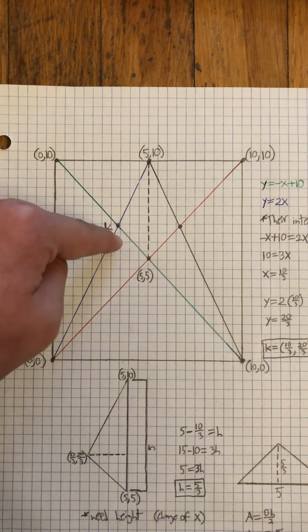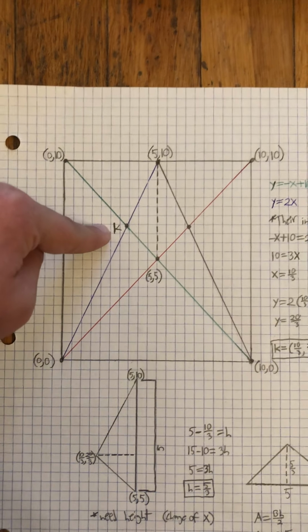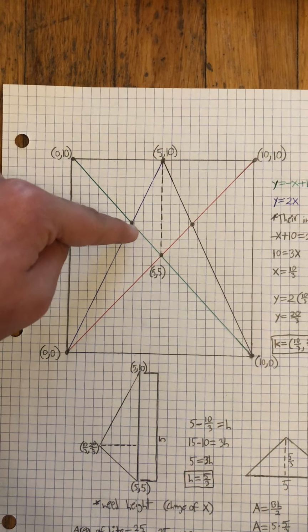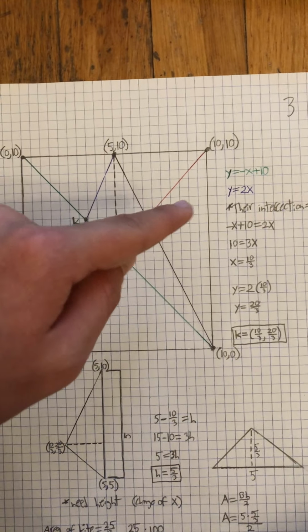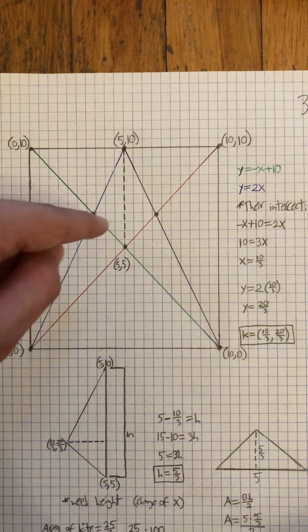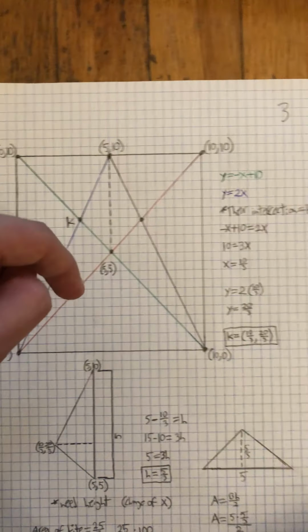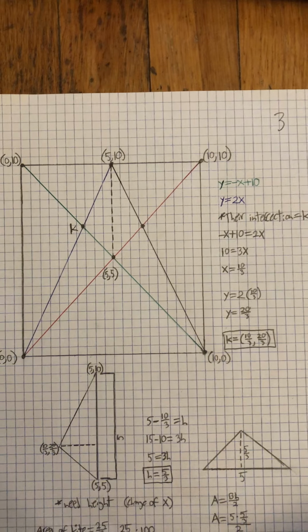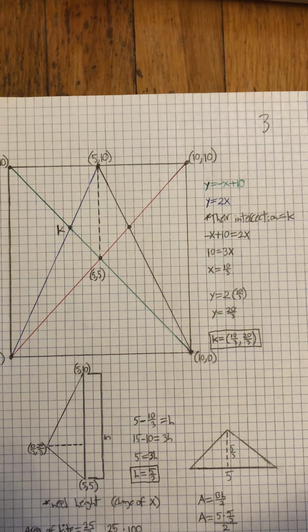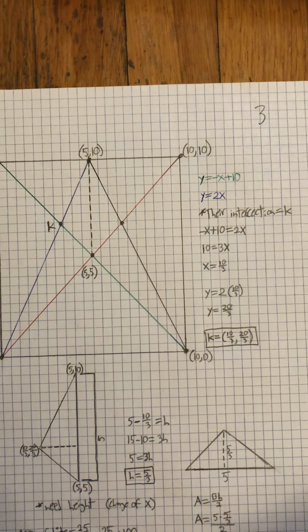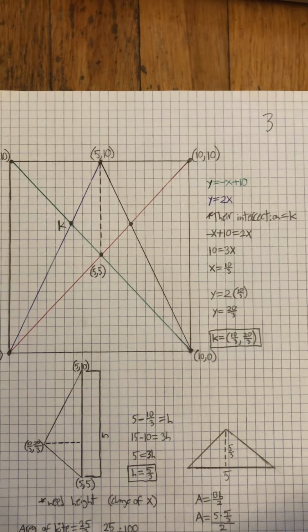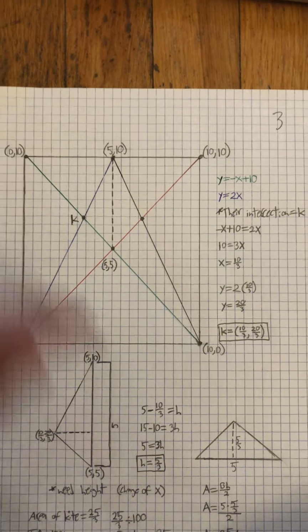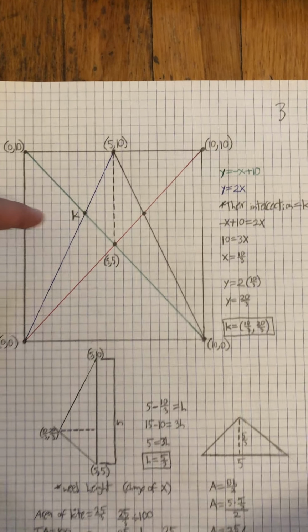But to find the area, we need the height. So we need to know this point, K. So to do that, we need to find the intersection of this blue line and green line. So the green line is y equals negative x plus 10, and the blue line is y equals 2x. To find the intersection point, you set them equal to each other. So negative x plus 10 equals 2x, and you get x equals 10 thirds. But you need to find the y value, so you plug that back in, and y equals 20 thirds. So this point K is 10 thirds, comma 20 thirds.